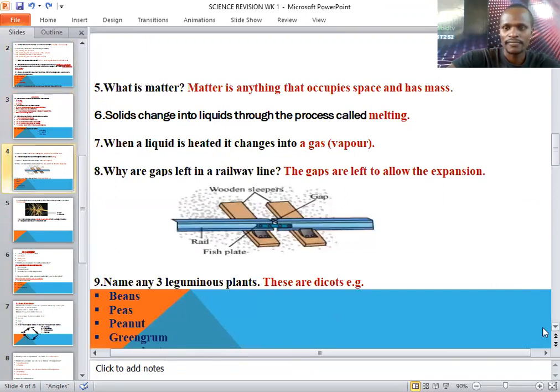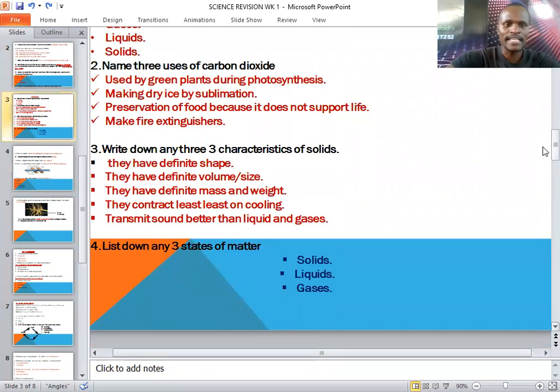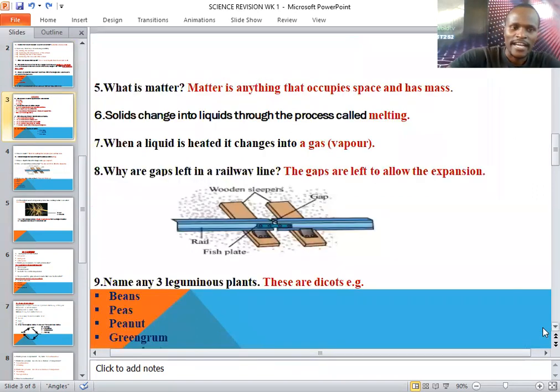Now let's come to number 4. Number 4 is asking, list down any 3 states of matter. Look at this. This is a very easy one. We have 3 states of matter, isn't it? We have solid, liquid, and gases. So it was just as simple as that. There is nothing you can add on top.